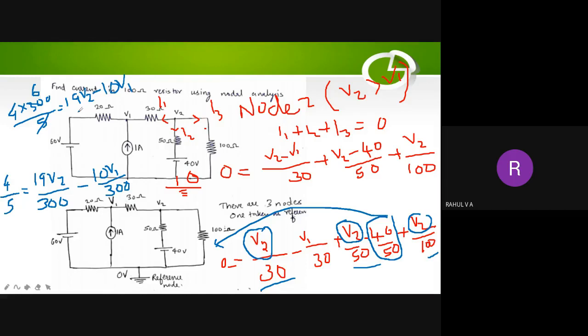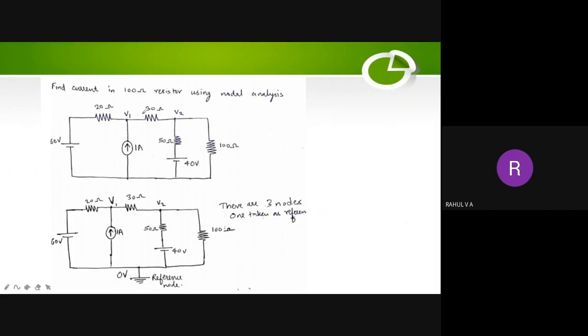So you got two equations. Write in the similar form. Final equation is 240 is equal to minus 10 V1, V1 term you write first, then plus 19 V2. Now you got two equations. Simplify both the equations, you will get the values of V1 and V2. Then you go for the question. You have to find out current through 100 ohm resistor. That is V2 divided by 100. Whatever you are getting, that is the actual value of that. Okay, we will do in the next class.